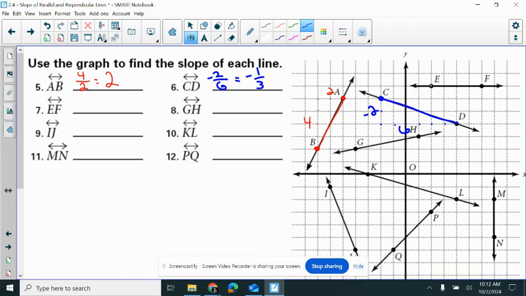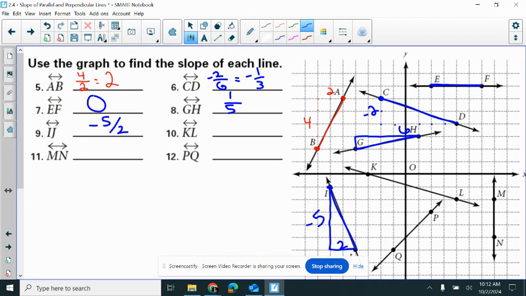EF. This one, I notice, is a horizontal line. We just talked about how all horizontal lines have a slope of 0. So that slope is 0. GH. This one is a positive slope. Goes up 1 over 1, 2, 3, 4, 5. So the slope would be 1 over 5. IJ, this one is going to be a negative slope. So I start at the left-hand point. This one I go down first. 1, 2, 3, 4, down 5, negative 5 over 2. So the slope is negative 5 over 2.